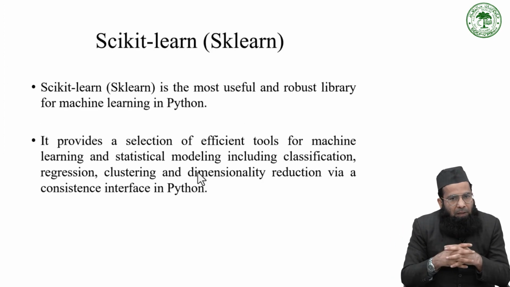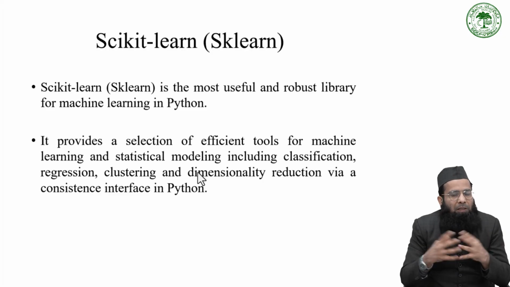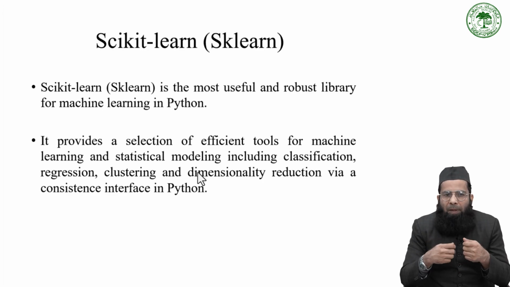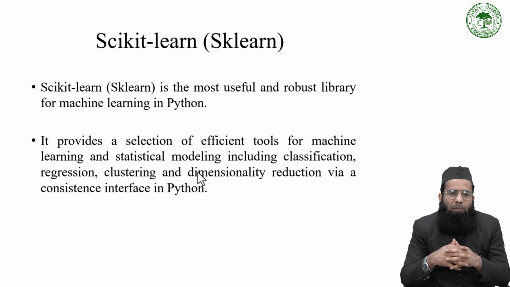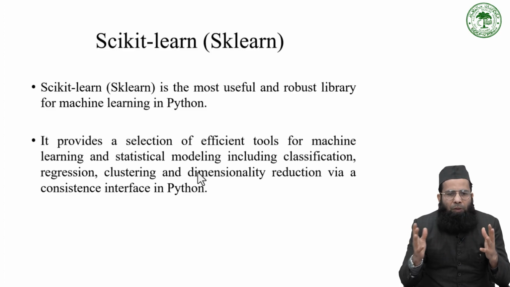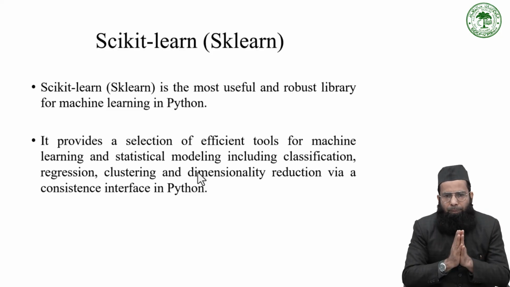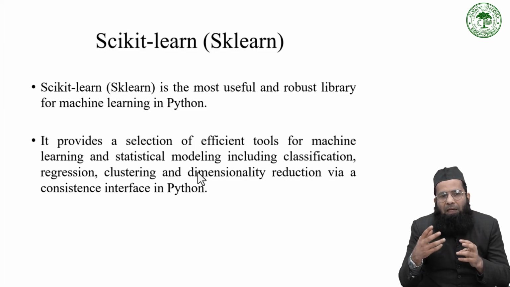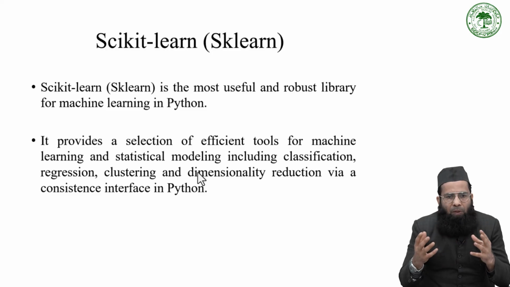The next one that we will be using in our course will be scikit-learn, sklearn. Scikit-learn is the most useful and robust library for machine learning in Python. It provides a selection of efficient tools for machine learning and statistical modeling, including classification, regression, clustering, and so on. So you will get different types of functions and different libraries under scikit-learn for classification and regression and clustering and so on.